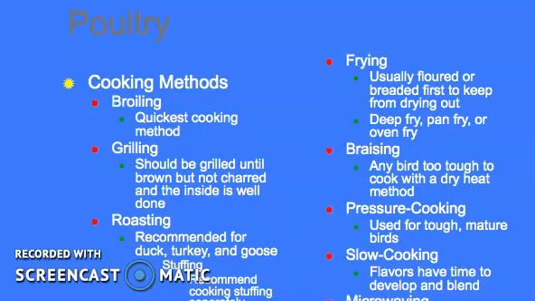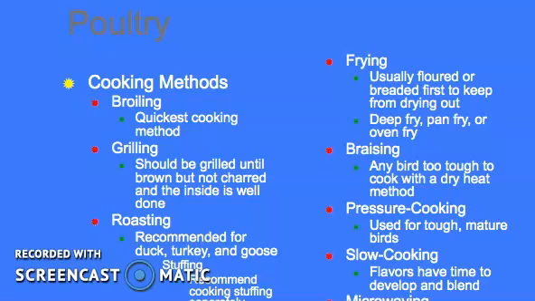And then braising. Any bird that's too tough to cook with dry heat, you're going to use braising. And that's when you actually let the meat cook in a liquid, okay? So like a chicken broth or a beef broth, something like that. And so it's slow cooking in this liquid. It typically leads to making a tough bird tender.